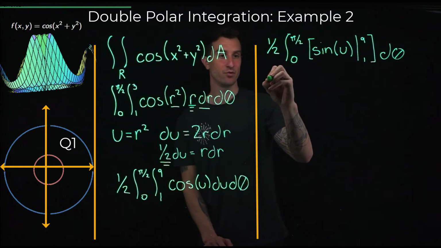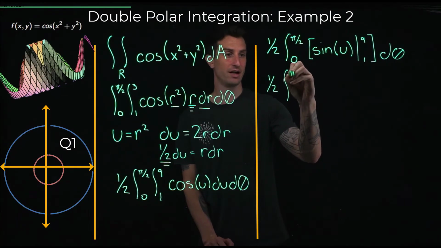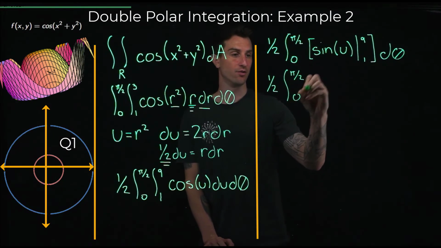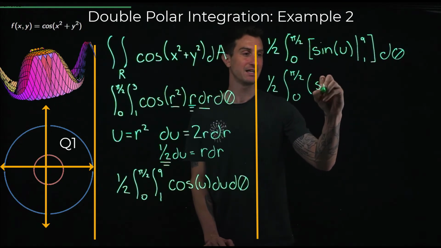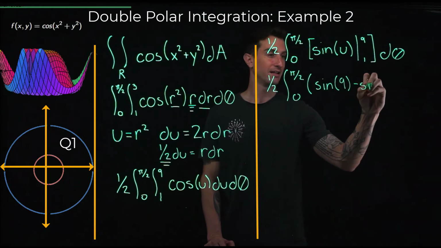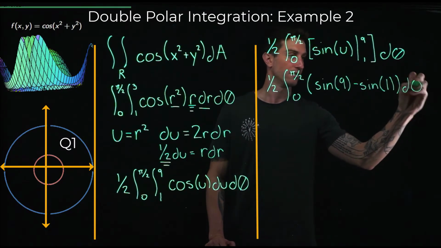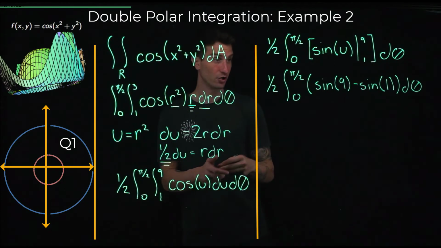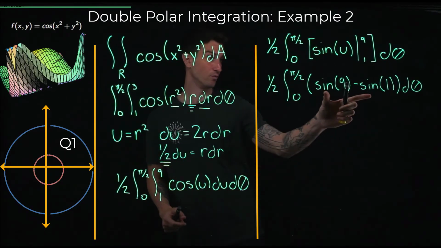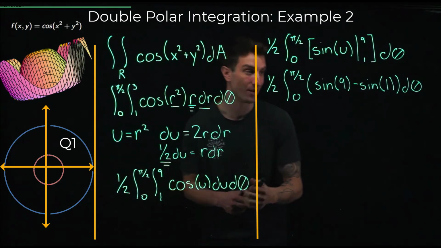So we end up with 1/2, let's simplify this out, pi over 2, 0. This ends up being a sine of 9, who knows what that is, minus sine of 1 d theta. Good. Now what is this entire thing? Well, this is a giant constant which we can move to the outside, right? So let's go ahead and do that.